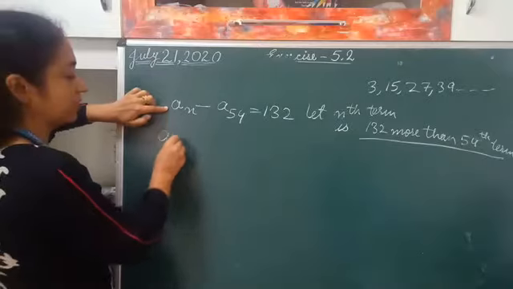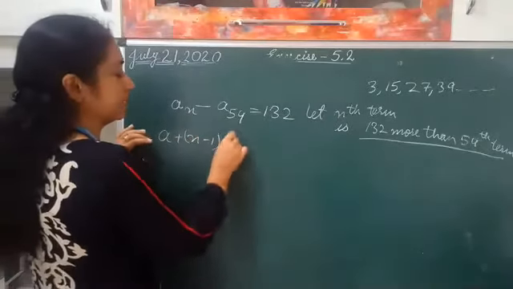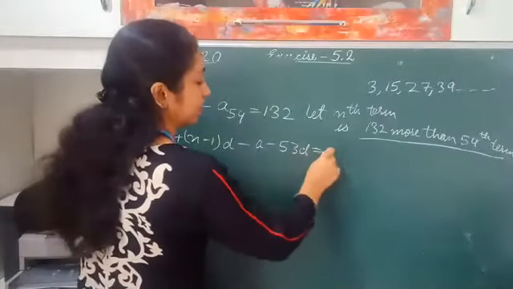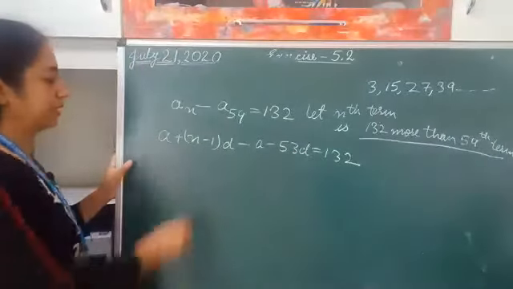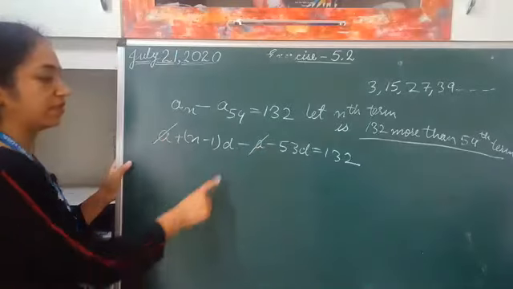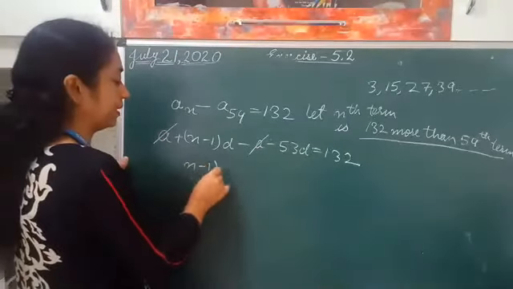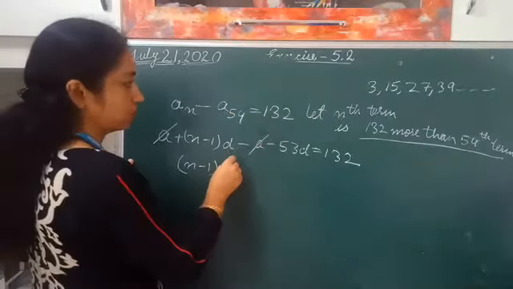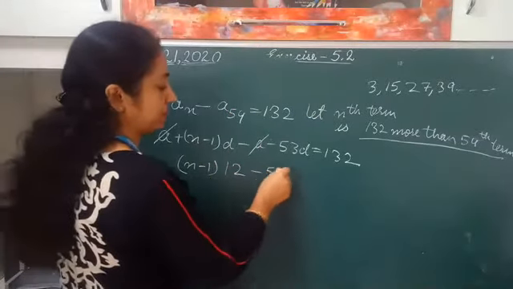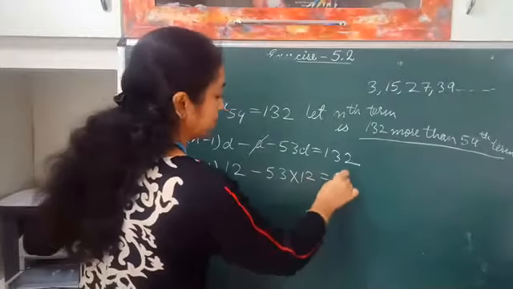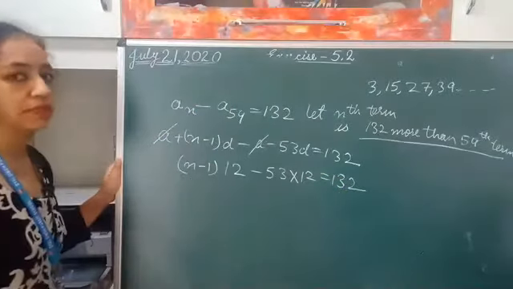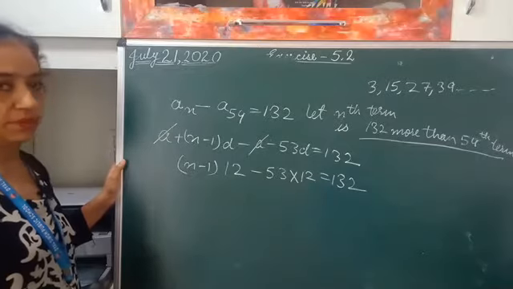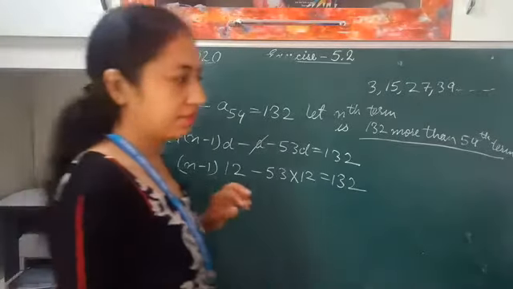We are just putting the values here. a plus (n minus 1) into d, minus a, minus 53d is equal to 132, right? The a cancels with a. Now we put the value of d. (n minus 1) into d, where d is 15 minus 3, that is 12. So you will write 12(n minus 1) minus 53 multiply 12 is equal to 132. And when you solve this, you are going to get the value of n to be 65, right?